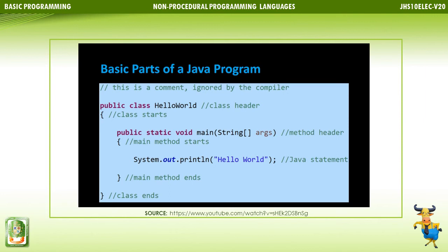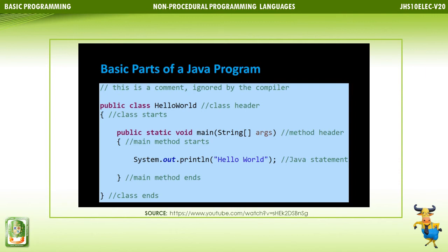It contains the keywords public, class, and then the name of your class should start with an uppercase letter, and every other second and third word and so on should also start with an uppercase letter. This is called camel case. And the name of this class should match the name of your .java file. This HelloWorld class should belong in a HelloWorld.java file.